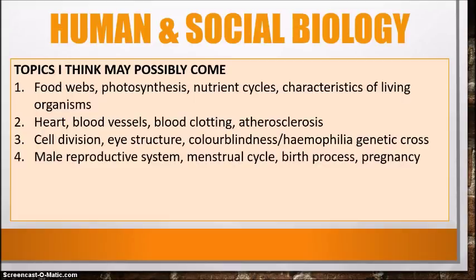Okay, fourthly, I'm believing that there could be a diagram on the male reproductive system or something related to the male reproductive system. The menstrual cycle I haven't seen in a while on the HSB paper, so you can look out for that possibly. Birth process as well, I haven't seen a question on the stages of the birth process. And then pregnancy, maybe labeling a pregnant woman, the functions of the different parts in pregnancy.